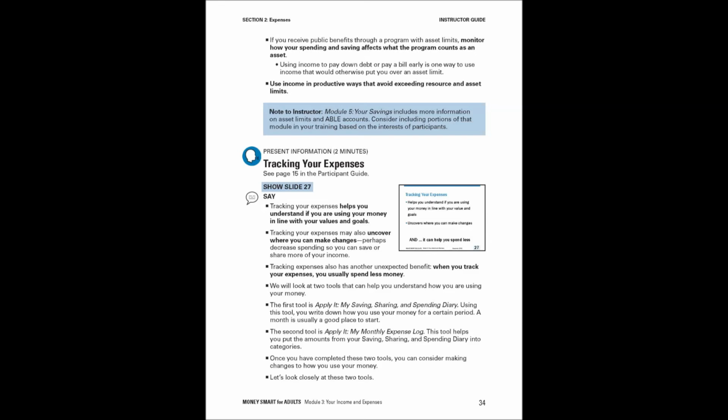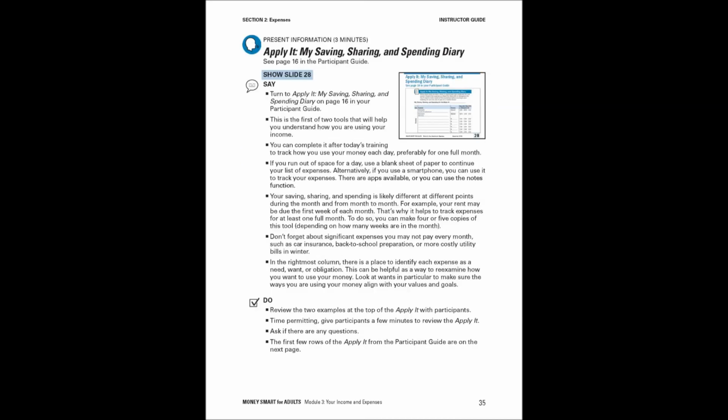Tracking expenses also has another unexpected benefit that you're going to talk about: when you track expenses, you usually spend less money. It's like the raising of awareness of where the money's going tends to give people incentive to maybe not spend as much. And so that's what we're talking about in this section. We're going to get into using the two tools for this section. The first tool is an applied activity, which is my saving, sharing, and spending diary. And the second tool is the applied activity, which is my monthly expense log.